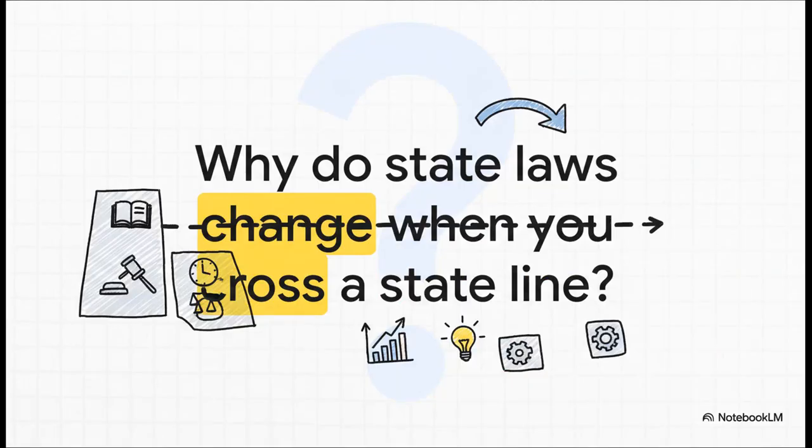Have you ever thought about how you can cross a state line, just an imaginary line on a map, and suddenly the rules completely change? It's wild, right? These aren't just little quirks. They're huge differences in law and public policy. To really get why, we have to stop thinking of states as just places on a map and start seeing them as individual experiments in how to run a society.